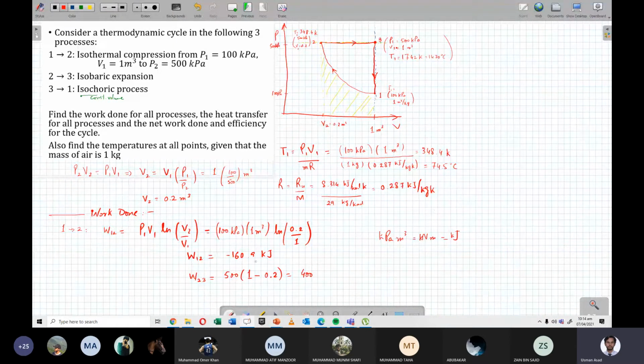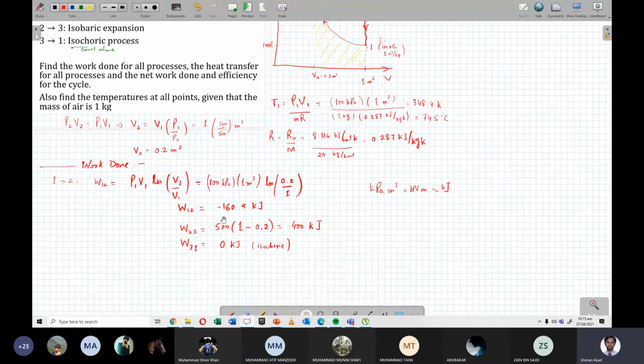Same as before, right? So this is once again in kilopascal, and this is once again in meter cube. So you're once again going to get kilojoules. And finally, what is the work done for process 3 to 1? Sir, 0 kilojoule. Yeah, it's just 0 because it is isochoric, no volume change, no PdV work.